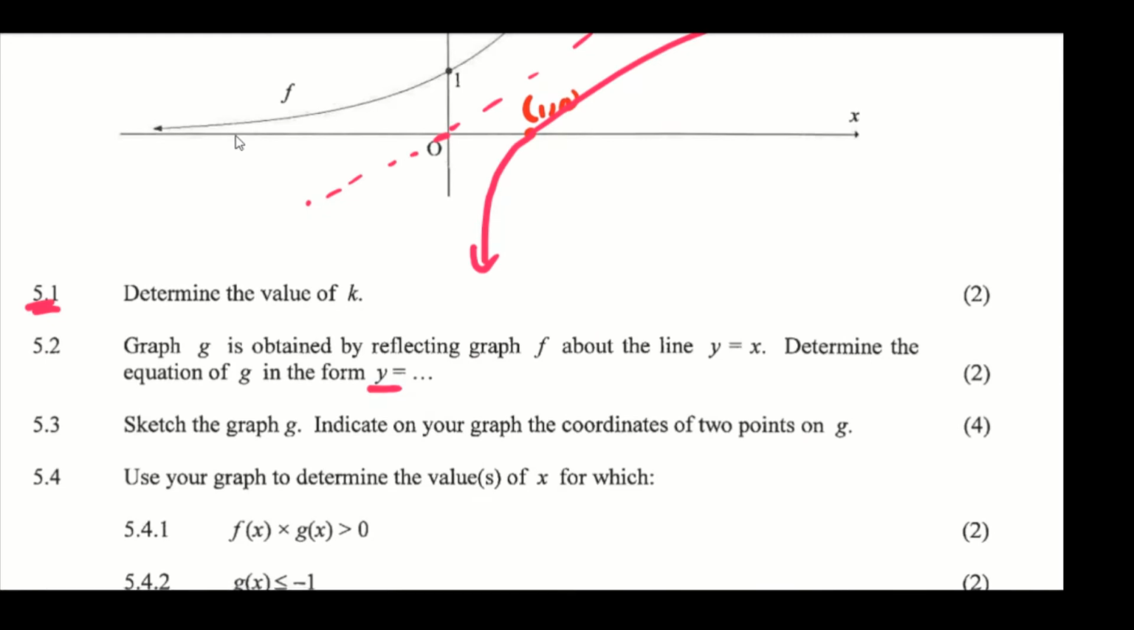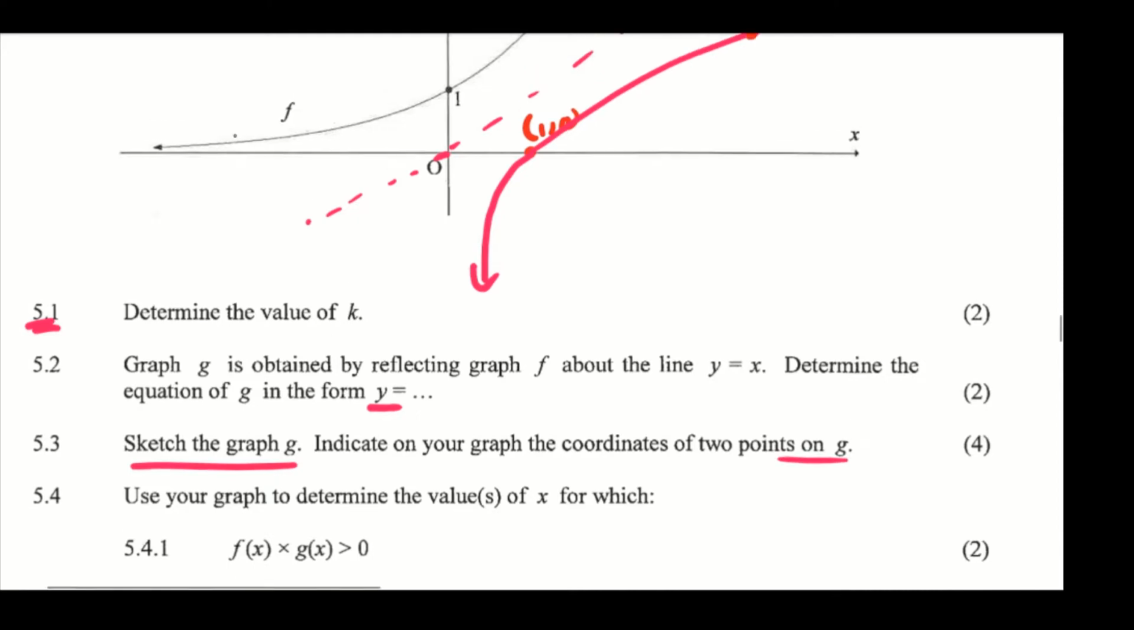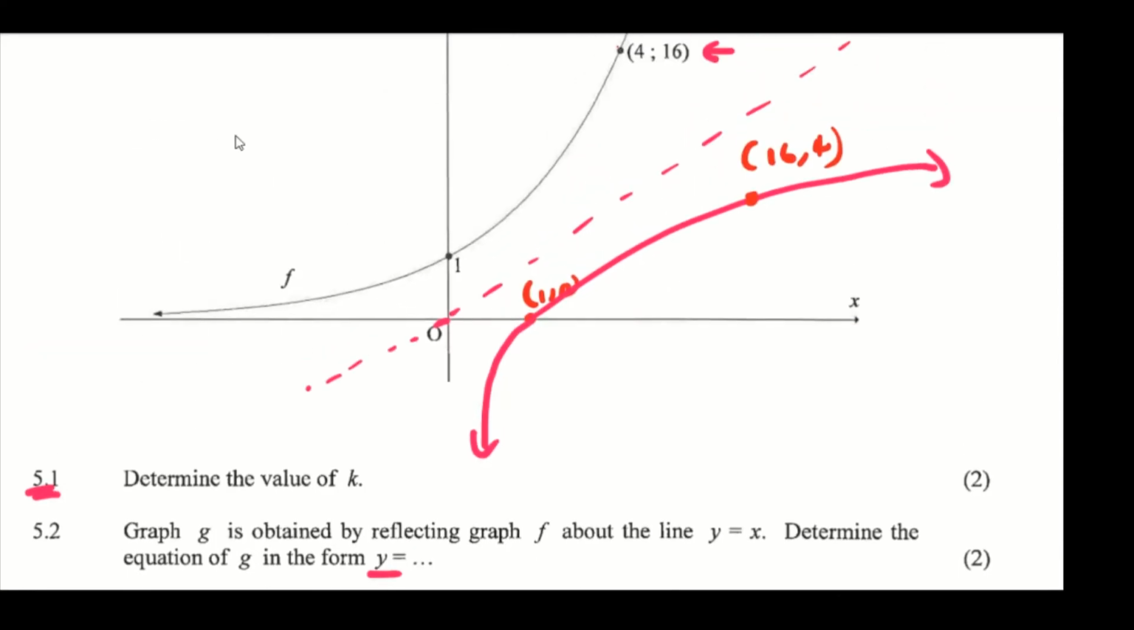So 5.3, we are asked to sketch the graph of g, indicating on your graph the coordinates of 2 points on the graph. The graph is exactly the one that I just did, which is this one here, and it has this point of (1, 0) and this point of (16, 4). So this is the graph of g of x.